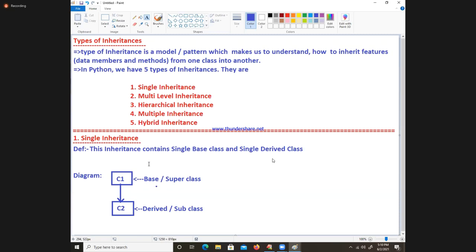Can I go to the second type of inheritance? Still there is programming, and still we need to learn the syntax. We are still learning the concept.